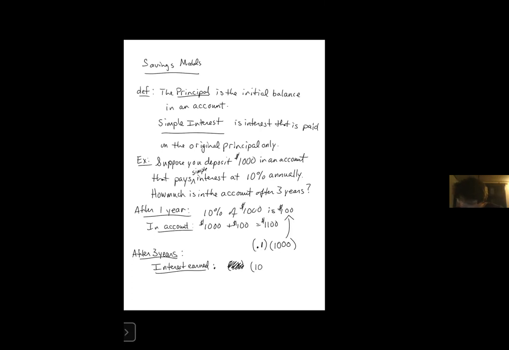So how much interest is earned? Per year, it's 1,000 times 0.1. But how many years is it earning this interest? 3 years. So right here, we have that the interest earned is 1,000 times 10% times 3 years, because it's $1,000 times 10% per year for 3 years. And this equals $300. So that's the interest earned. So in the account, after 3 years, is the original 1,000 plus the 300 in interest, so $1,300.